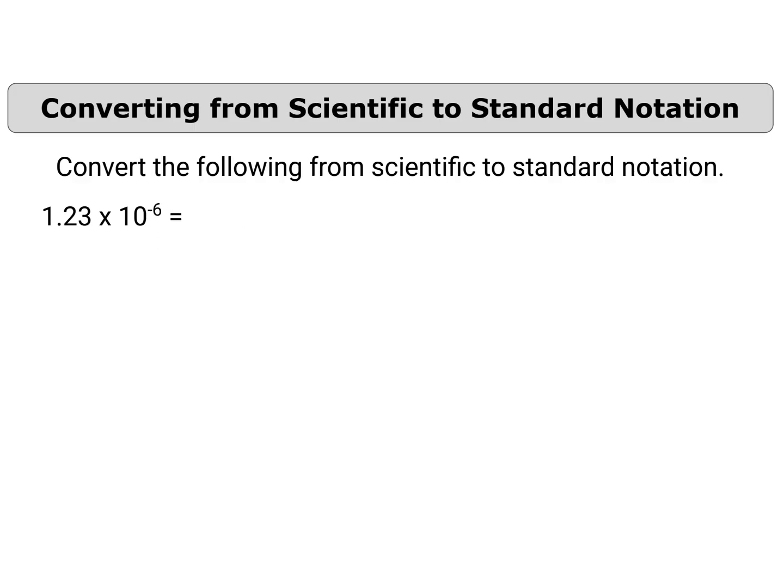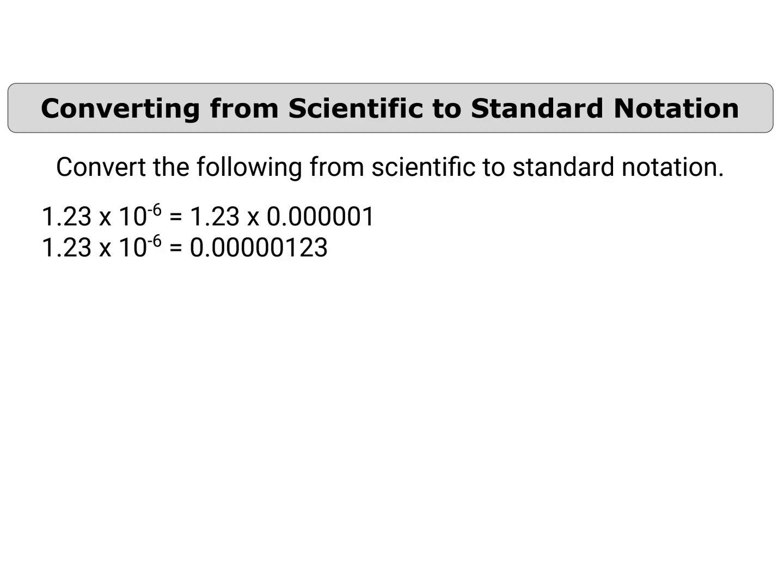If we had 1.23 times 10 to the negative 6, that would be the same as 1.23 times 10 to the 1 millionth, which would be equal to 0.0000123. Of course, we don't want to go through all this work. We want some kind of shortcut that we can convert these really quickly.